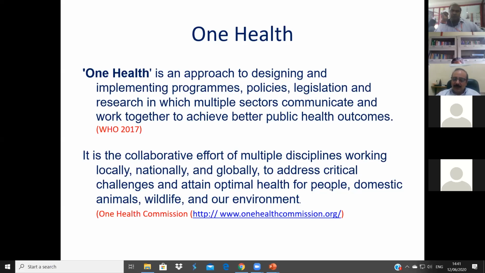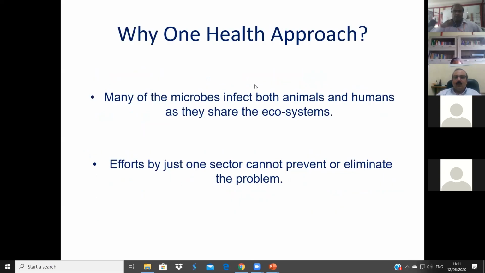This second definition fulfills all the criteria, and that's why we working in medical microbiology and public health microbiology, as well as animal microbiology and animal public health, together with environmental people, are working together on One Health. Why is this One Health approach required? Because many of the microbes infect both animals as well as humans, because we are sharing the same ecosystem, and efforts by just one sector cannot prevent or eliminate the problem.